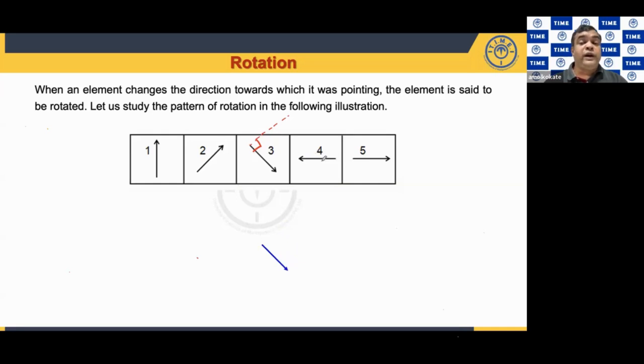Right? Third figure to fourth figure, there is a rotation of 135 degrees. And the fourth figure to fifth figure, there is a rotation of 180 degrees. So the rotation part we discussed at the start, in the first example. So I'm not going into that detail again. We discussed that in detail earlier. Fine, so that's the second part, rotation.